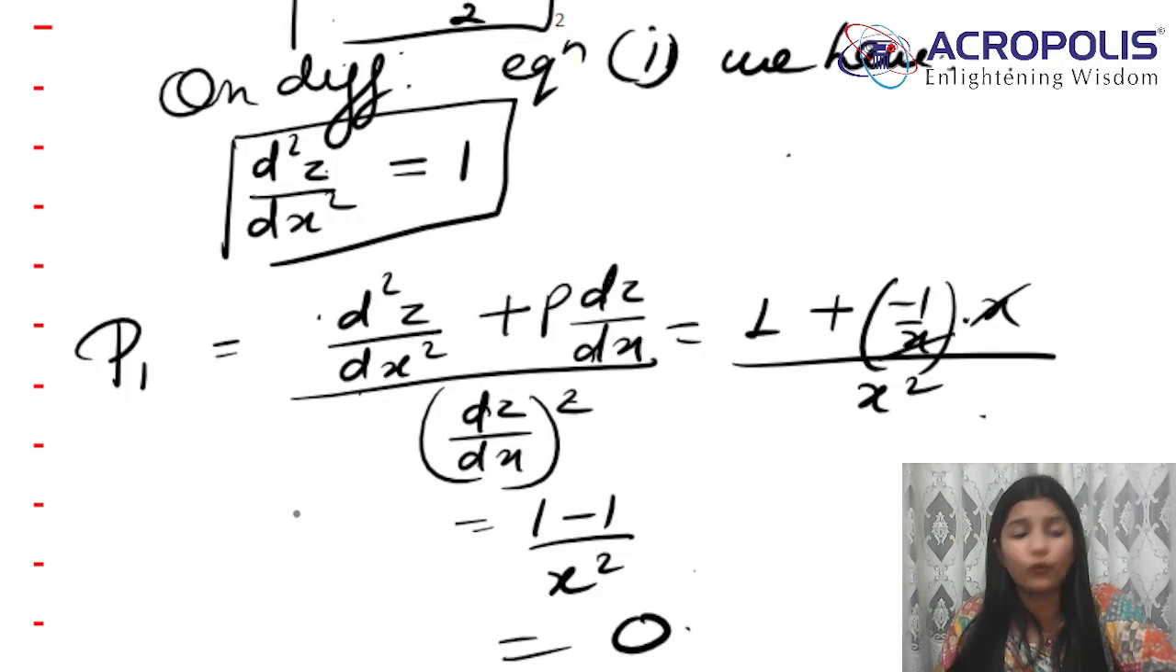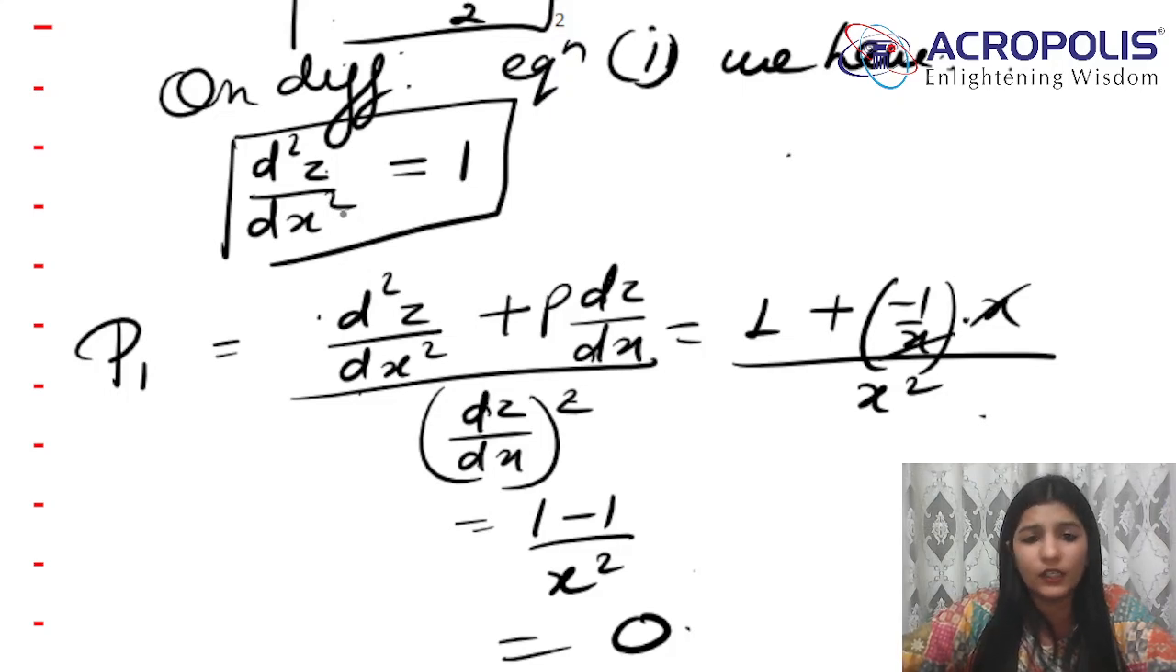But for choosing z, we are taking q1 constant at the start of this question. Like I am taking q1 in this question as minus 4. I am finding out the value of z, dz by dx and d square z by dx square. So the value of p1 will become 0.